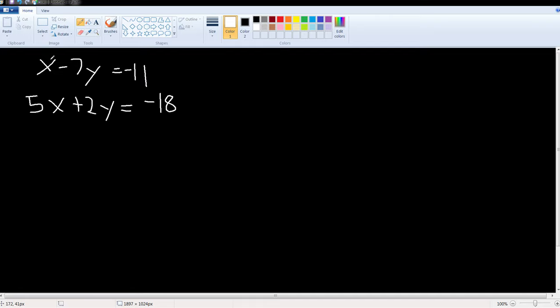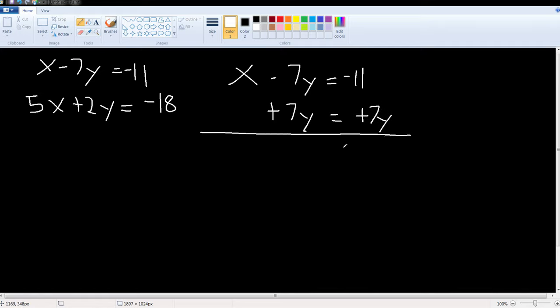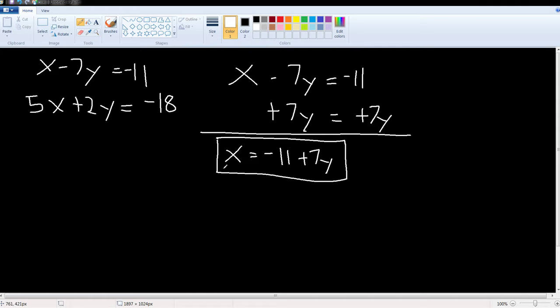So that means I can solve for x pretty easily by simply adding 7y to each side. So here you go. We have this. We'll add 7y to each side. Now I'm left with x is equal to minus 11 plus 7y, right? So that's what substitution is. Solve a variable in terms of another.